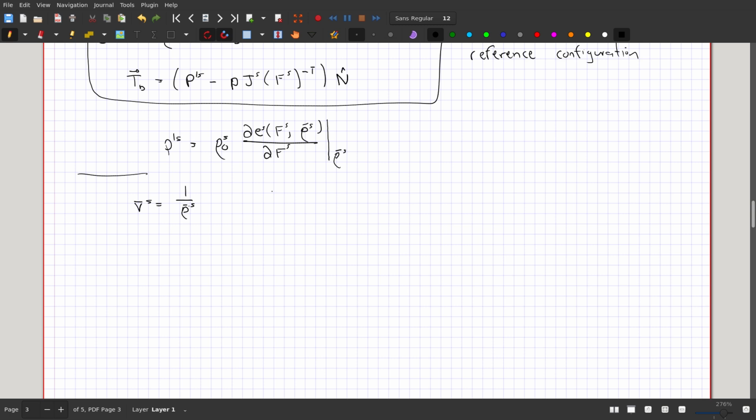And so now our internal energy of the solid, same as above, we could write as a function of the deformation gradient of S and the local density of S, right? Well, 1 over the local density, right? So if it's a function of the density, it's a function of 1 over the density, you understand? Right? So I can substitute in the specific volume for that term, right? Nothing really changes.